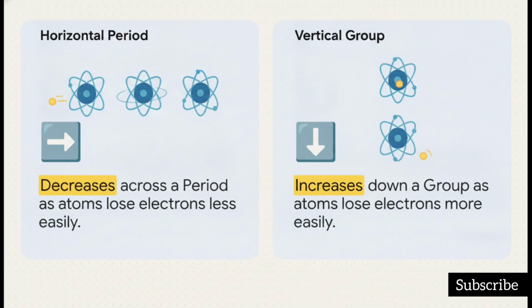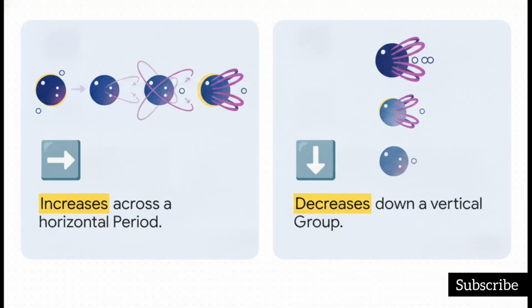Across a period, this character decreases because atoms lose electrons much less easily as you move right. But travel down a group, and the metallic character strictly increases, as those larger atoms lose their outer electrons much more easily. And as you might guess, non-metallic character, the tendency to gain electrons, is the exact mirror image. Across a horizontal period, this tendency strictly increases. Conversely, as you move down a vertical group, non-metallic character decreases.